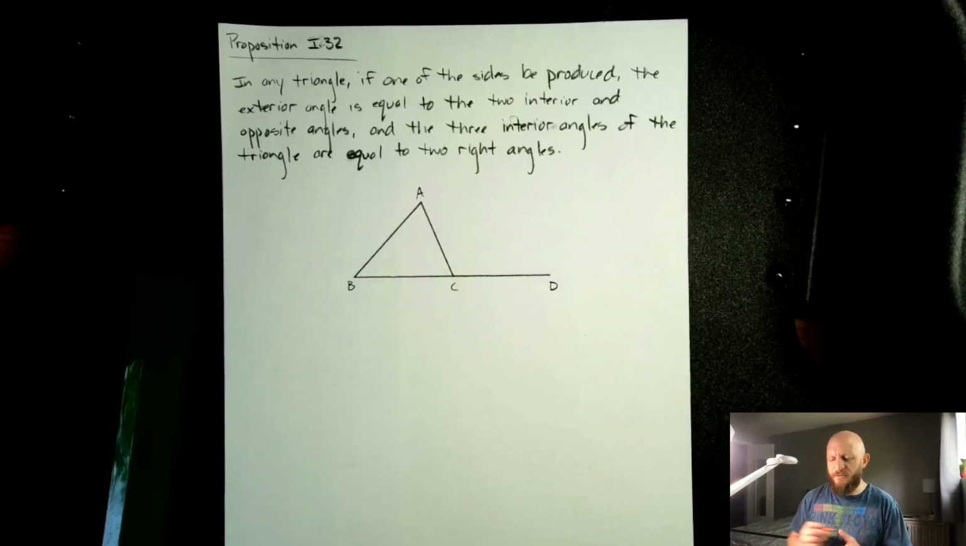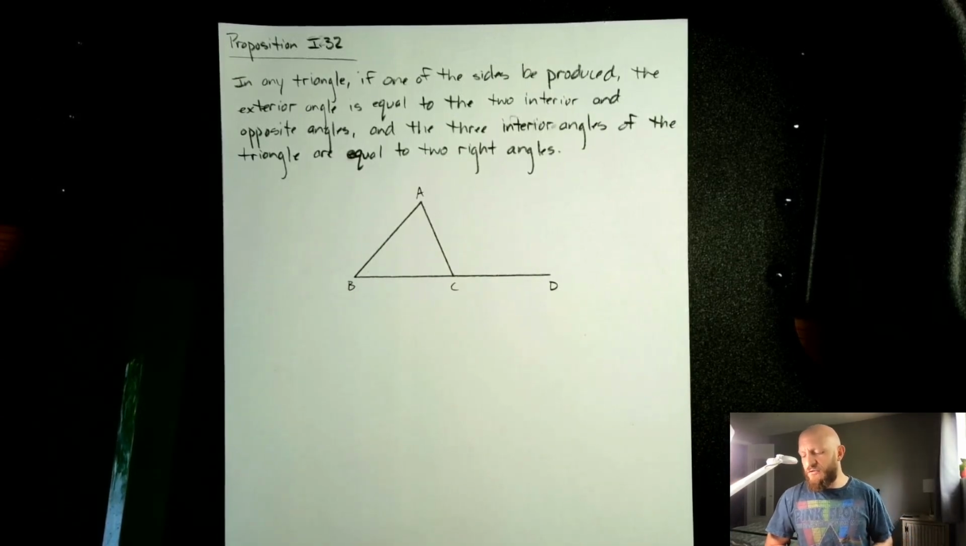All right, Prop 32 says, in any triangle, if one of the sides be produced, the exterior angle is equal to the two interior and opposite angles, and the three interior angles of the triangle are equal to two right angles. So we're kind of proving two truths at once, which, given some of the propositions that we've found, the second truth really just falls out immediately from the first truth.